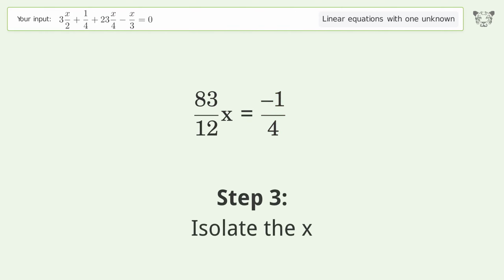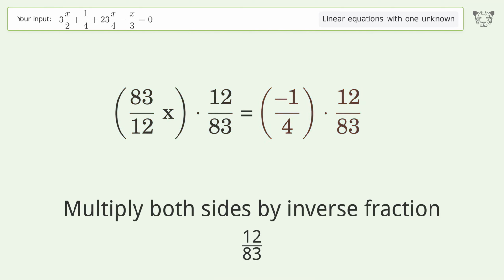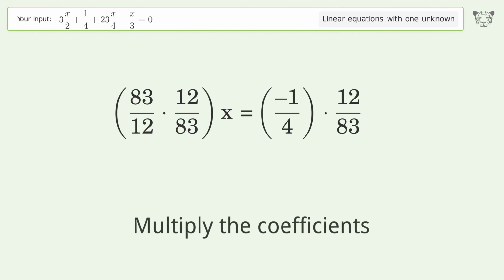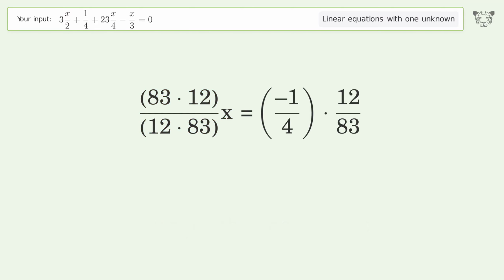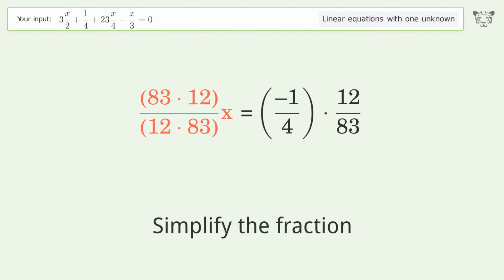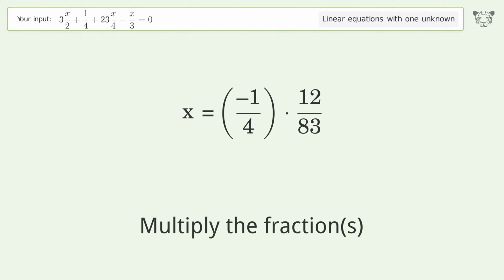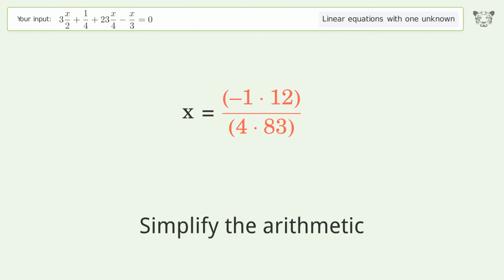Isolate the x. Multiply both sides by inverse fraction 12/83. Group like terms. Multiply the coefficients. Simplify the fraction. Multiply the fractions. Simplify the arithmetic.